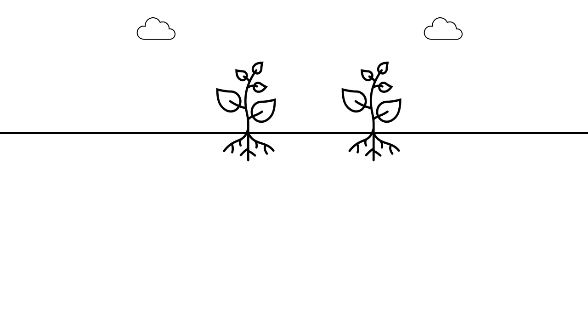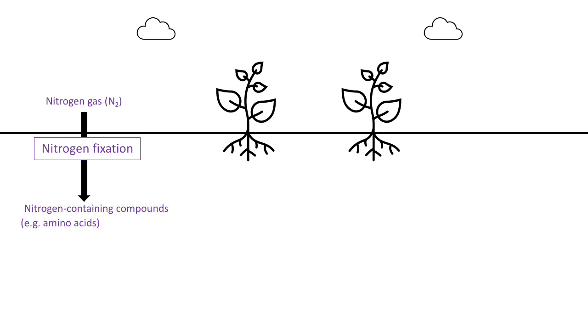So the first process you could have talked about is this, nitrogen fixation, and that is this process. Conversion of nitrogen gas in the atmosphere into nitrogen containing compounds such as amino acids, and that process is carried out by nitrogen fixing bacteria. You should also know that there are two types of those nitrogen fixing bacteria.